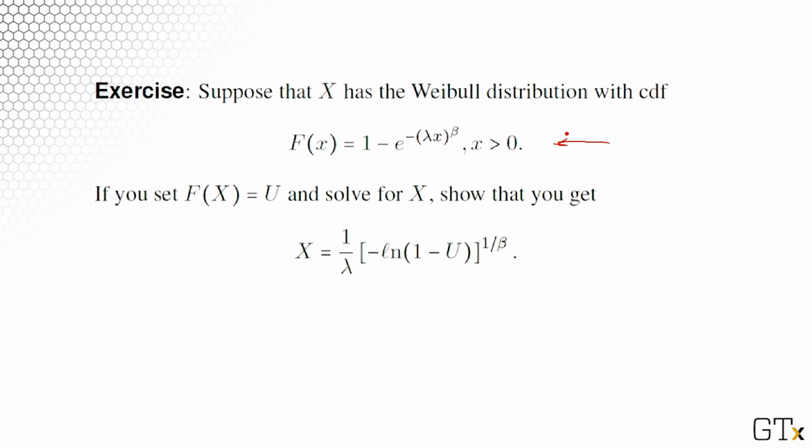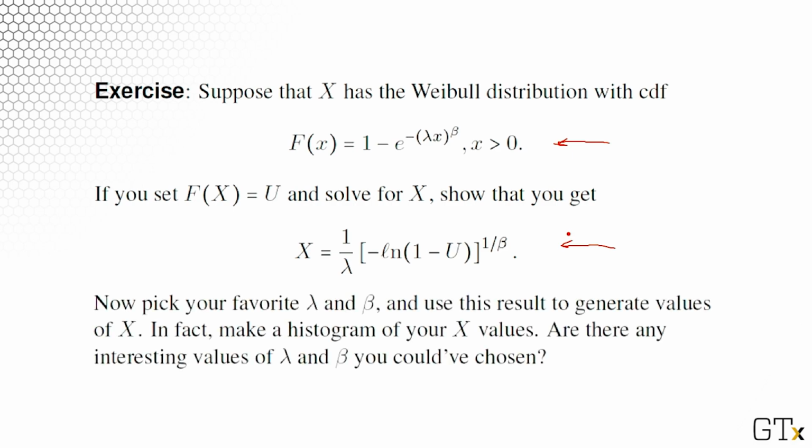So if I set capital F of x equal to u, just like before, and solve for x, you can show, do this during the commercials tonight, that x equals 1 over lambda times minus natural log of 1 minus u, all that raised to the 1 over beta power. You can do that yourself. That's like a little exercise for you.